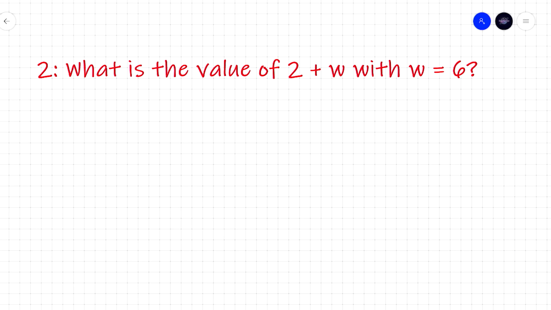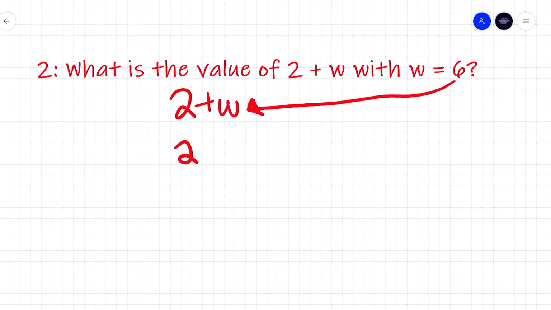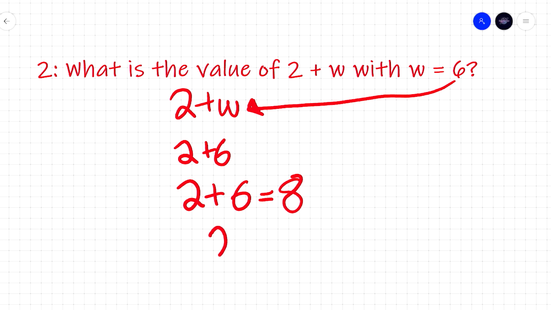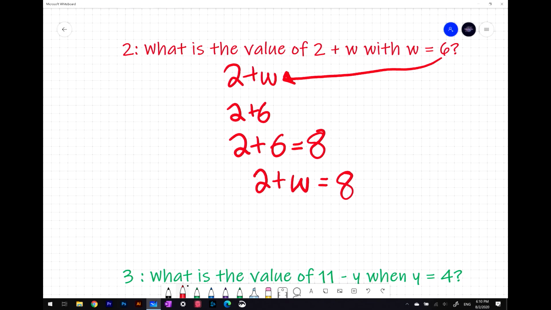Done. So the answer to this one, if you guys were paying attention or understood my addition explanation, all you have to do is just 2 plus w, substitute 6 into w, so it will become 2 plus 6, and if you guys do the addition, 2 plus 6 is equal to 8. Therefore, 2 plus w is equal to 8. Hopefully you guys got that.